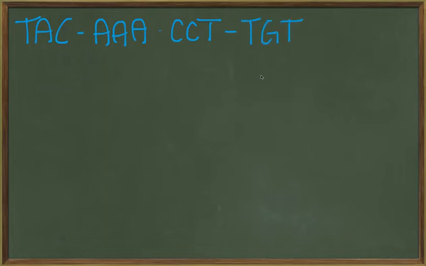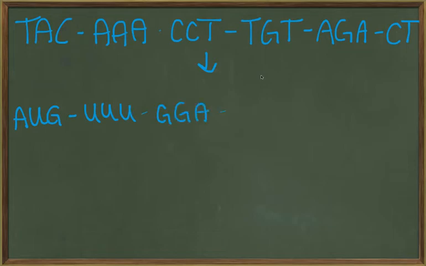I'd still have TAC. I still have AAA, even though I took out that one A. But now, if you'll notice, it messes everything up afterwards. So TAC, AAA, CCT, TGT, AGA, and then I have not quite a codon on the end. It kind of just stops from what I gave you to work with originally. Now work forwards, and I want you to take it into your mRNA code. So AUG, UUU, GGA, ACA, UCU, and then your little stragglers down here, GA.